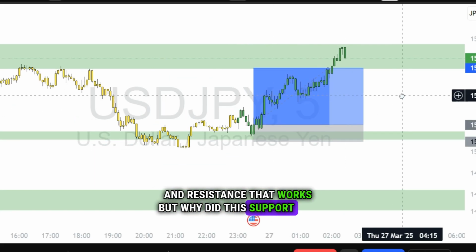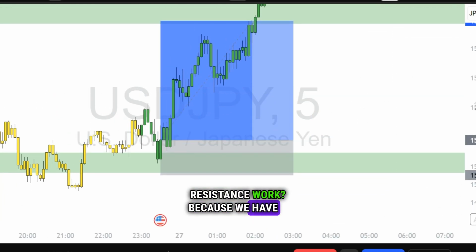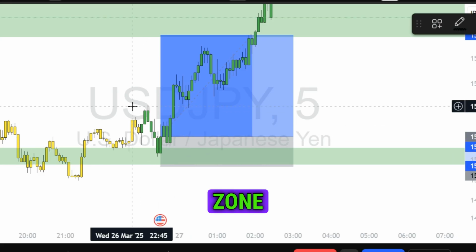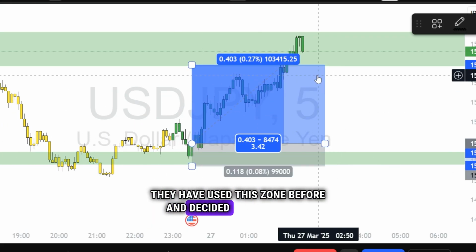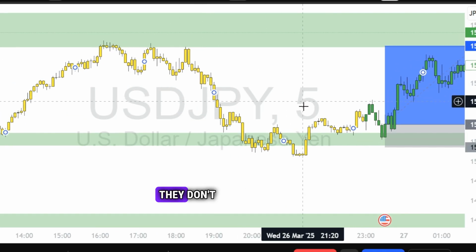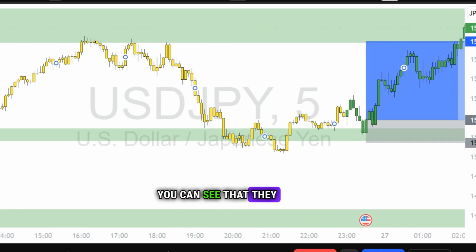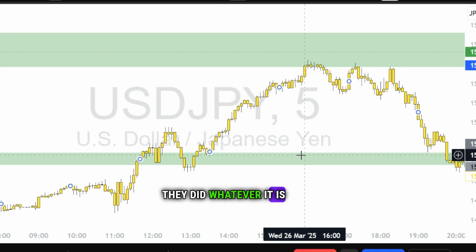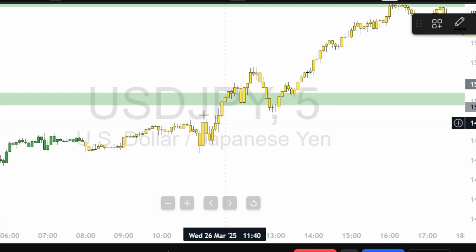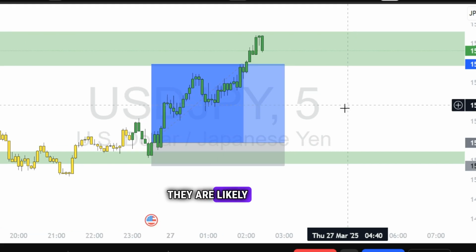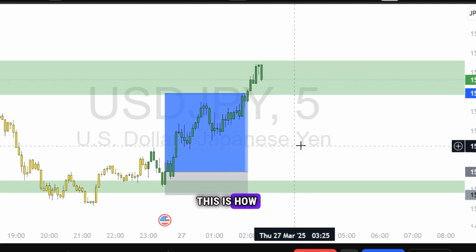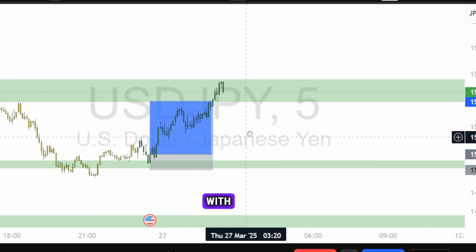But why did this support and resistance work? Because we have a US supply and demand zone, and then we have the US traders back in the market. They have used this zone before, and as such they like it. Other bankers, they don't really care about this zone. You can see that they danced around, they did whatever it is that they wanted to do, but the US bankers specifically, they liked the zone in the past. As such, they are likely to like the zone again. This is how you find high probability trades with supply and demand zones.